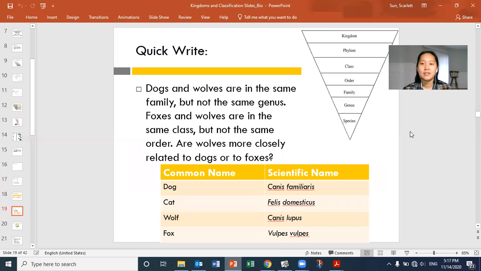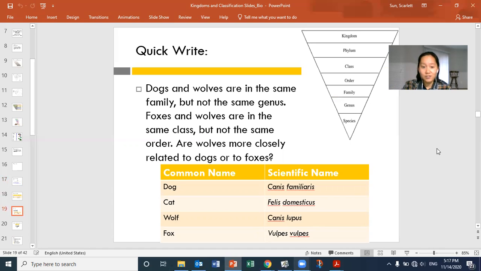So here's an answer that I want from you. Dogs and wolves are in the same family, but not the same genus, right? Foxes and wolves are in the same class, but not the same order. Based on the scientific names down here, I want you to tell me, are wolves more closely related to dogs or to foxes? And how do you know? So you want to look at the wolf name right here. Then you want to look at the dog name. And you want to look at the fox name. And you want to tell me which one is more closely related to wolves, dogs or foxes, and then tell me why based on the scientific name.